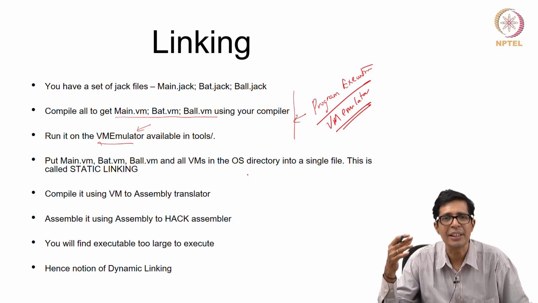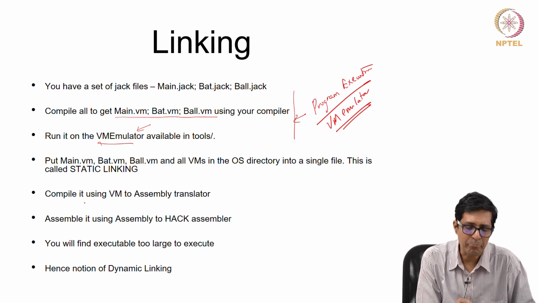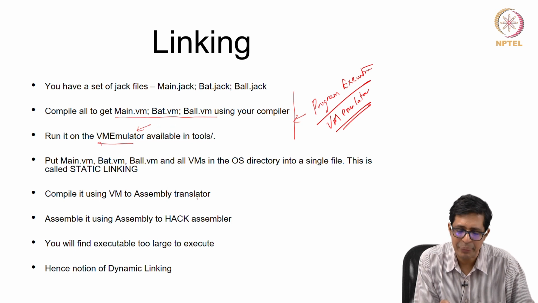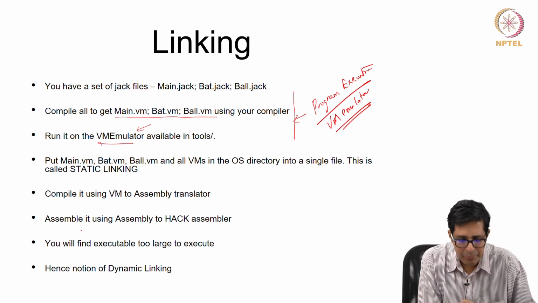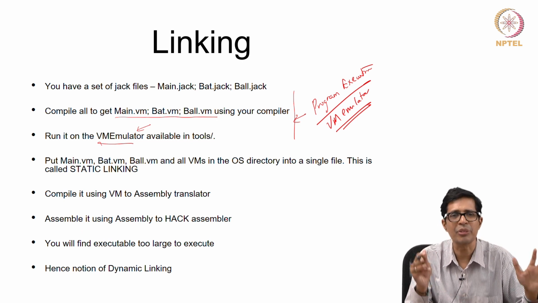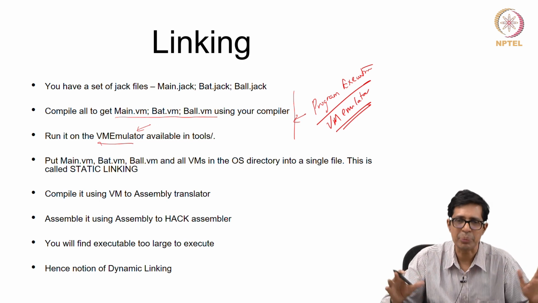and that is basically called exec.vm. That is the executable file. So this is called static linking. Now you can compile it using the VM to assembly translator, it will get translated to assembly. Then you can assemble it using the assembly to hack assembler. So finally you will get a .hack file which will have the entire program.